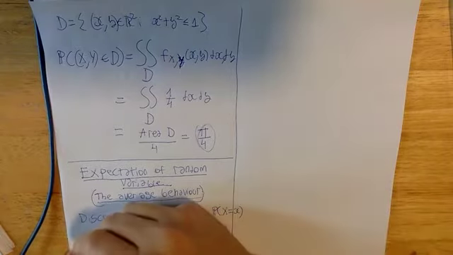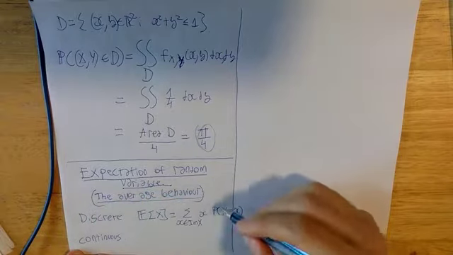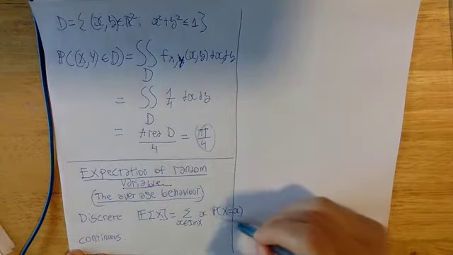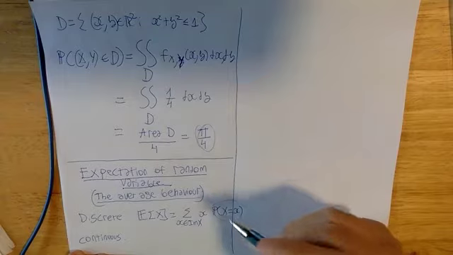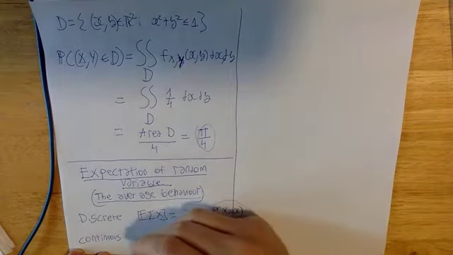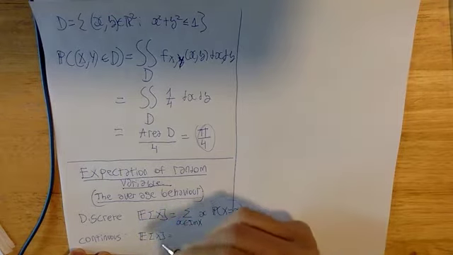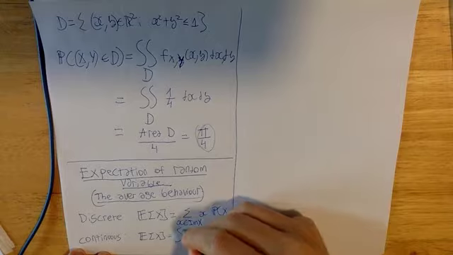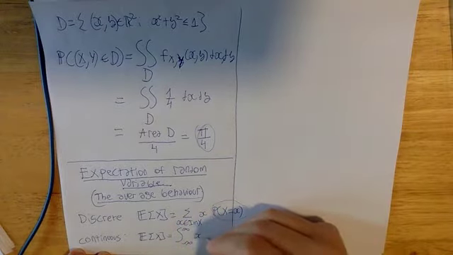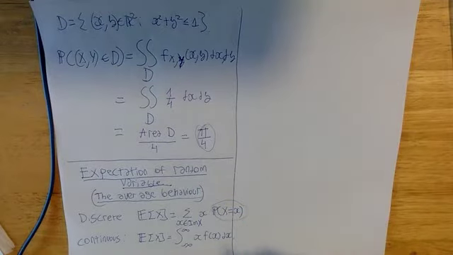And for continuous, this definition doesn't work because clearly this probability is 0 for every x, so the sum would be 0. Here we have to give an integral representation. For continuous random variables, the expectation of x is given by the integral from minus infinity to infinity of x times f of x dx.